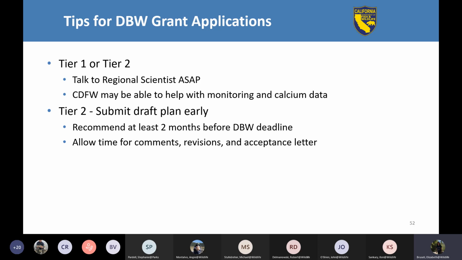So my plea here is, if you need to write a prevention plan in order to apply for a DBW Tier 2 application, give yourself plenty of time. Don't send it to us a couple of weeks before the deadline and think it's going to get signed, because we just can't do it that quickly. So start planning your prevention plan now.